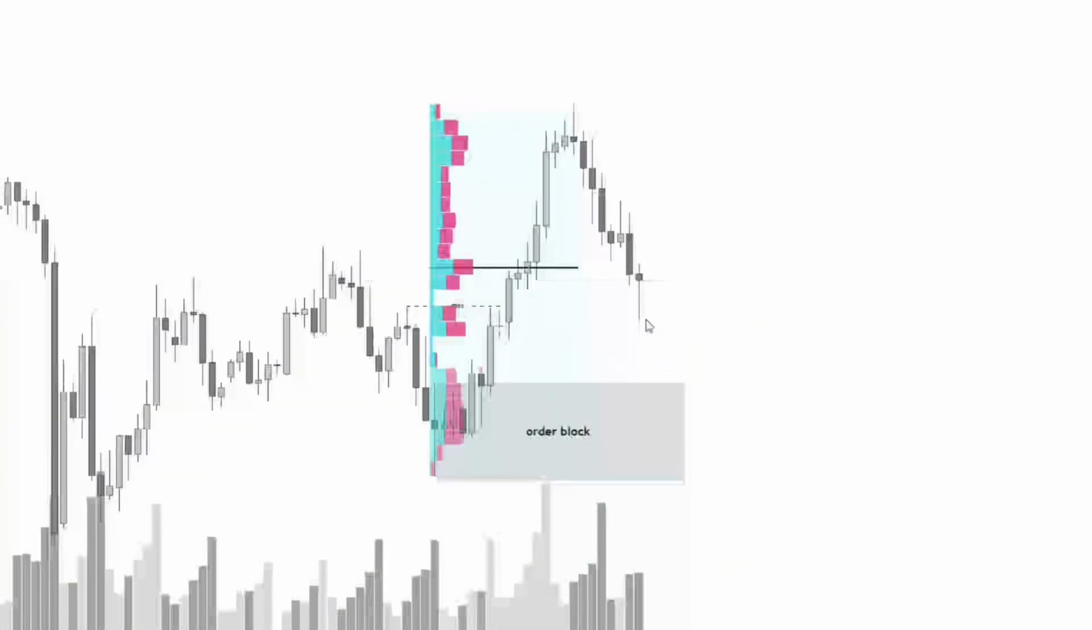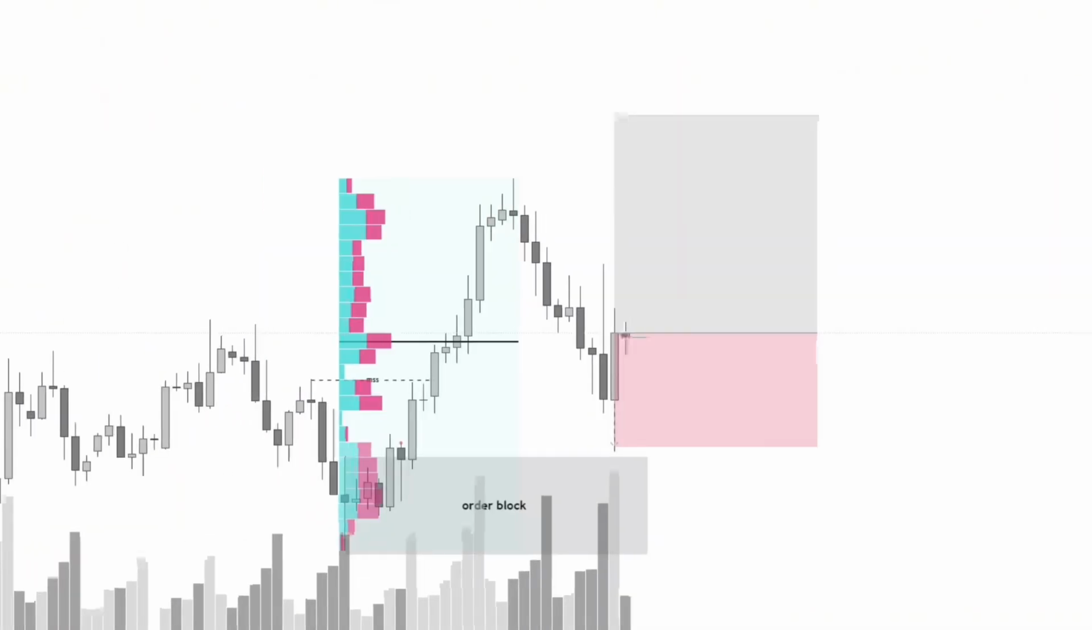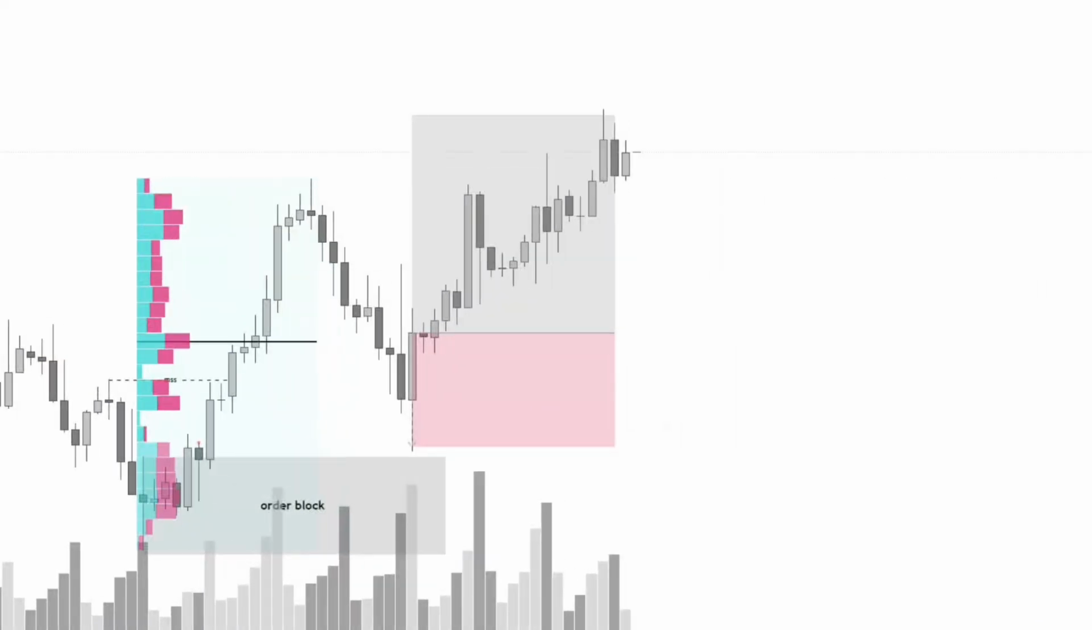And when price is inside this zone, our task is to identify signs of reversal. And when you see the price start to reverse, your task is to open an order.